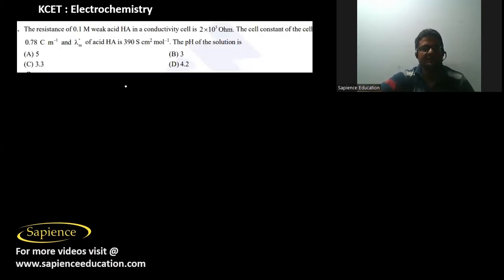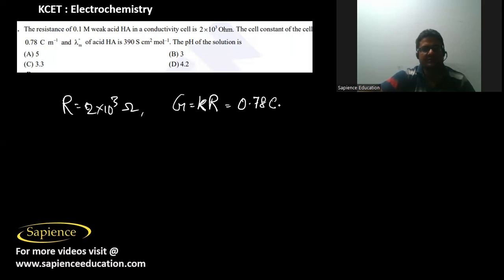Then here it is told, the resistance of a 0.1 molar weak acid HA in a conductivity cell is 2 into 10 power 3 ohms. So the resistance value is given, 2 into 10 power 3 ohm. The cell constant, which is G star, is equal to the specific conductance K into R, that is given as 0.78 per meter.